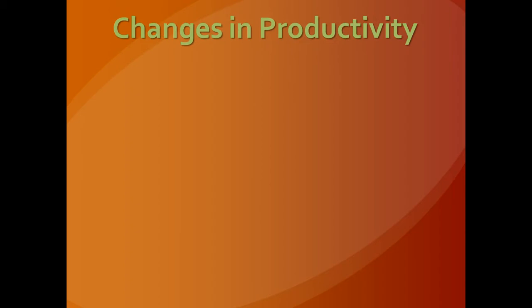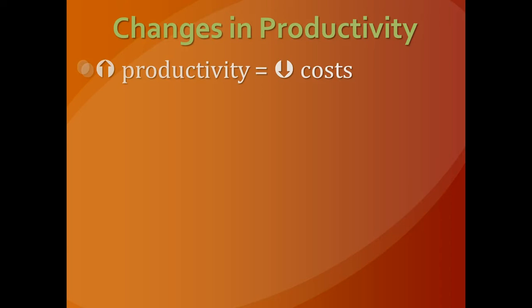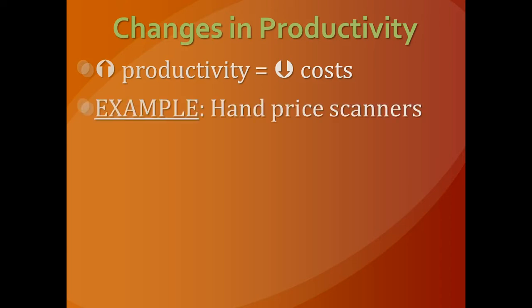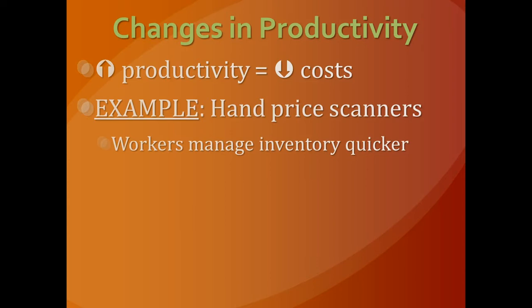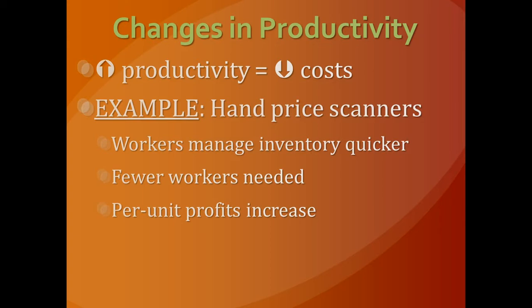Changes in productivity also have a major impact on short-run aggregate supply. If productivity increases, it means you can make more things with the same amount of resources, essentially lowering your costs and increasing your profit per unit. So if you're a store and you shift from a paper and pencil inventory system to hand price scanners, then your workers can manage your inventory quicker, and it takes fewer workers than you needed before, and so your costs drop, productivity increases, profit increases, and our aggregate supply would shift to the right.